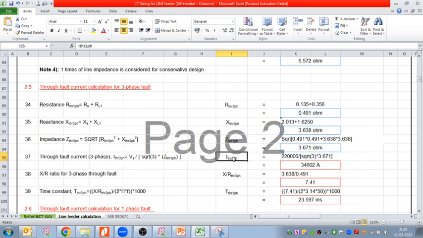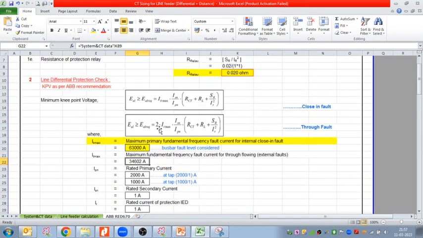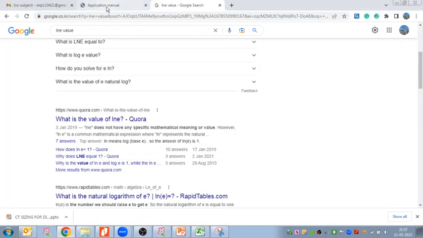The three phase through fault current is coming 34602. Once my through fault current is calculated, the same fault current I will go and put here in the second equation. All the inputs of the first equation are clear, but the second equation, let me check from here.